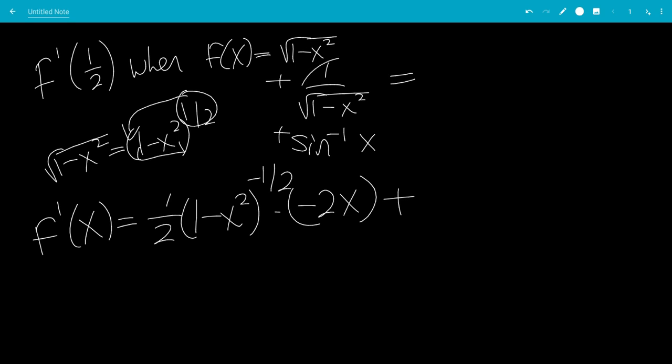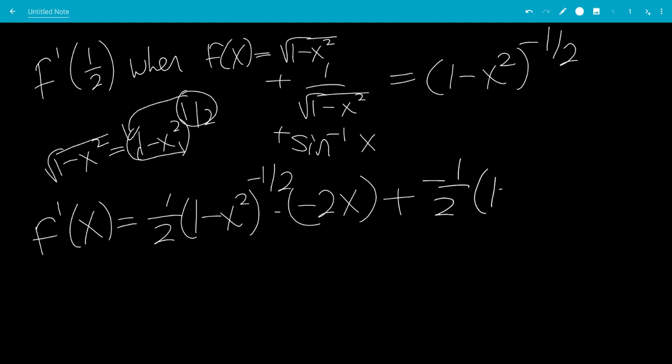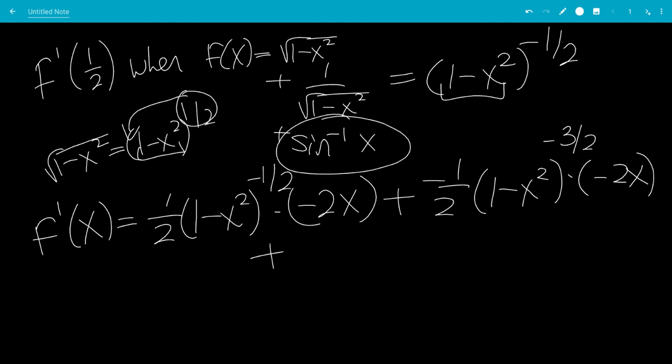So 1 over the square root of 1 minus x squared is rewritten as 1 minus x squared to the negative 1/2. So this will be negative 1/2 times (1 minus x squared) to the negative 1/2 minus 1, which is negative 3/2, times the derivative of the inside, which is minus 2x. And then the derivative of inverse sine x is 1 over the square root of 1 minus x squared.